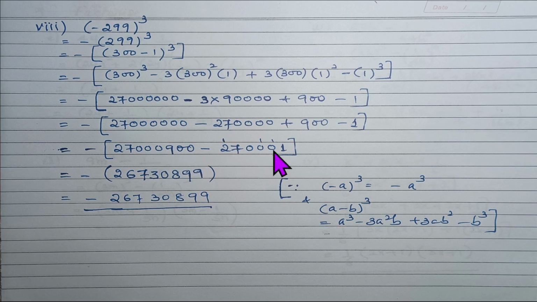minus 27 3 zeros 1, subtraction we get 267308999 with a minus sign. The minus sign is kept as it is, so the answer is minus 267308999. Only you have to remember which identity you have to use.